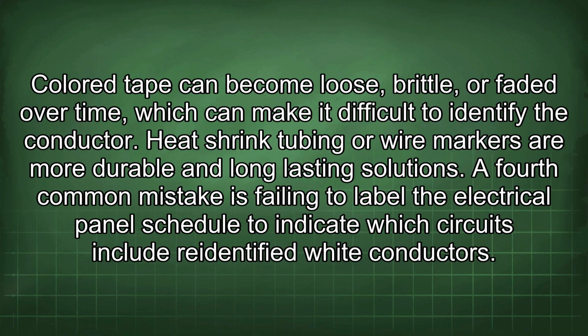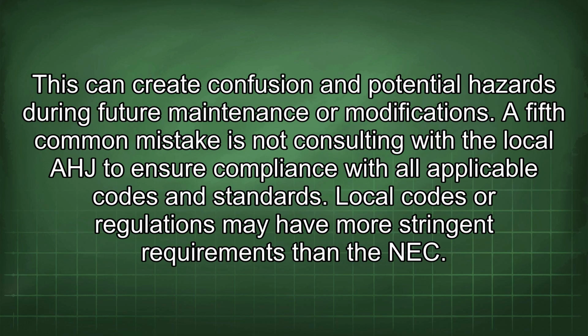A fourth common mistake is failing to label the electrical panel schedule to indicate which circuits include re-identified white conductors. This can create confusion and potential hazards during future maintenance or modifications. A fifth common mistake is not consulting with the local AHJ to ensure compliance with all applicable codes and standards. Local codes or regulations may have more stringent requirements than the NEC.